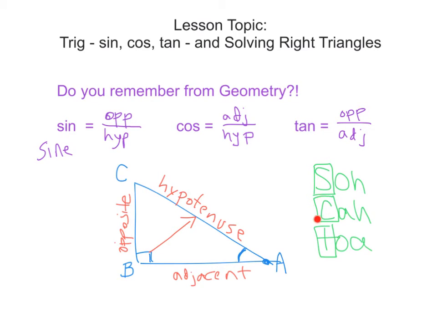The cosine ratio, remember then, is the adjacent side on top in the numerator and the hypotenuse in the denominator. And lastly, the tangent ratio. Tangent is opposite over adjacent, the opposite side over the adjacent. SOHCAHTOA.